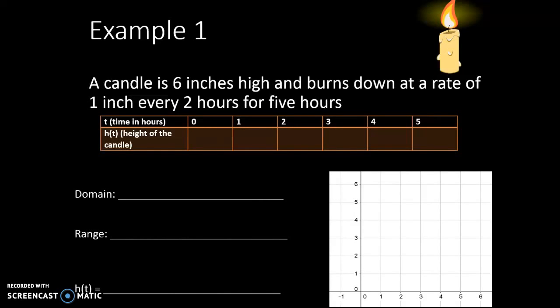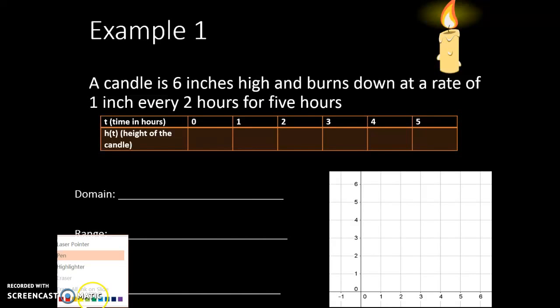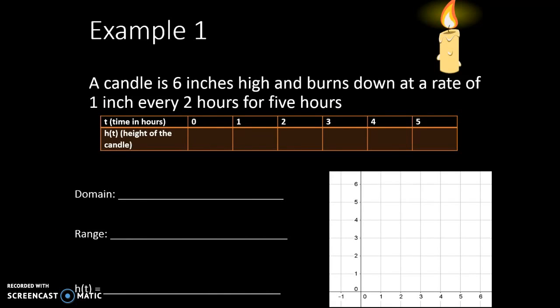Okay, the first real-world problem here is about a candle. The candle is 6 inches high and it's burning down at a rate of 1 inch every 2 hours for 5 hours. So the first thing I'm going to do is fill in some data for the table.